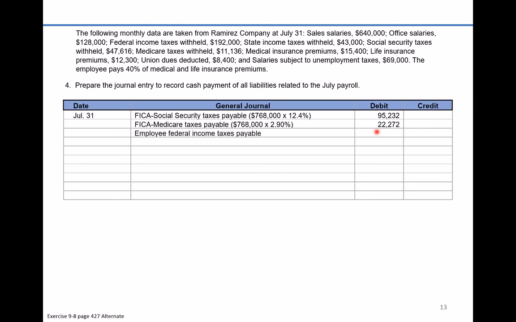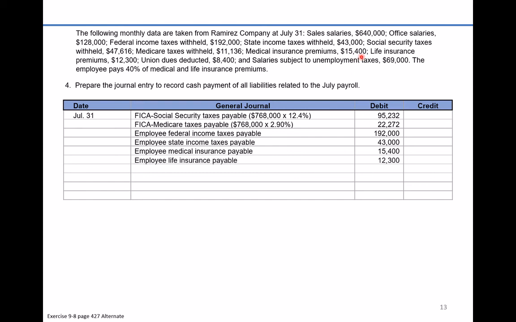Employee federal income taxes payable, those were amounts directly withheld. That was $192,000. That comes out with a debit entry. State income tax payable will have a balance of $43,000 on the credit side. We make that go away with a debit entry as well. Medical insurance payable, remember, has to include both the employee and the employer portion, but it still has to total up to that $15,400 for the premium.